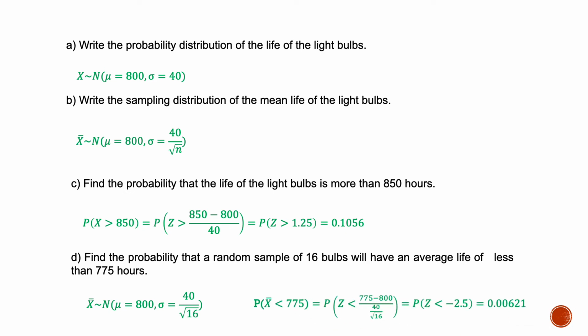And then just find the probability of x bar less than 775. Because this question is referring to the sample of 16, that's why we use the notation x bar. So we transform into standard normal, it will become z less than 775 minus 800 over 40 over square root n. Remember in chapter 1 we just used sigma in this formula, but in this chapter, because it is regarding the sampling distribution, we need to divide the value of sigma by the square root of n. So finally we get z equals negative 2.5, and then referring to the standard normal table, the probability is equal to 0.00621.